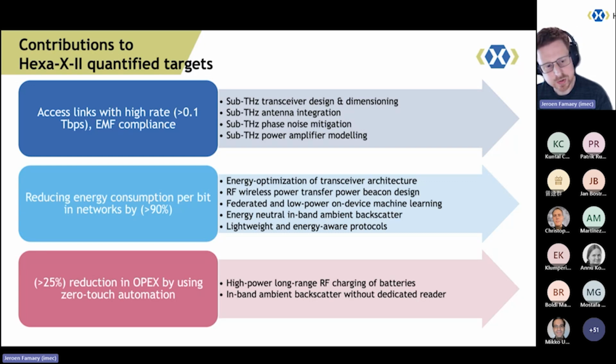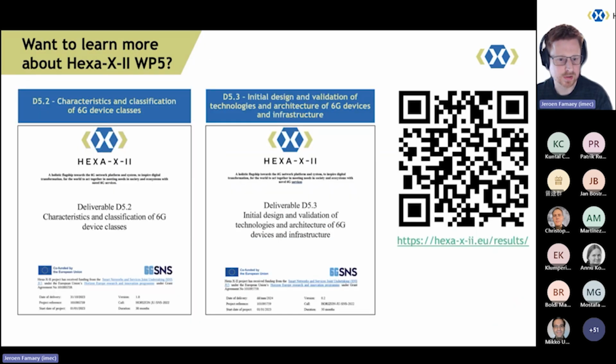And finally, we contributed to the reduction of operational costs of the network by looking into RF wireless power transfer to avoid battery replacement costs, and also looking at ambient backscatter to avoid the need for dedicated reader devices.